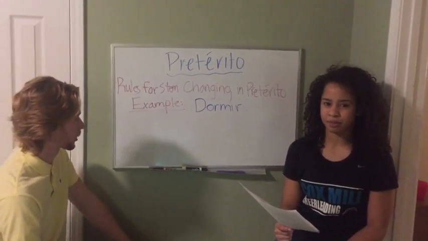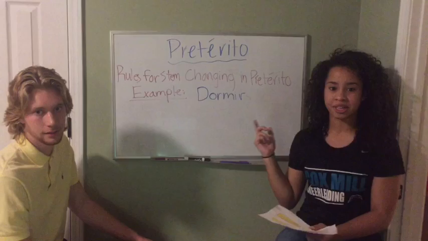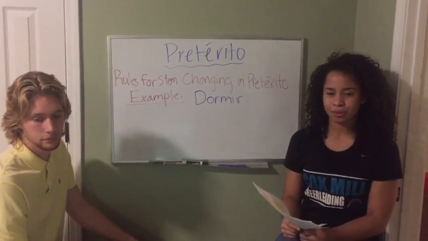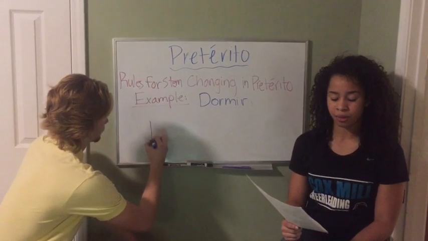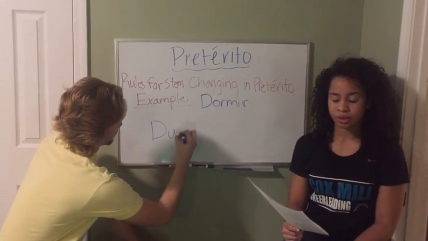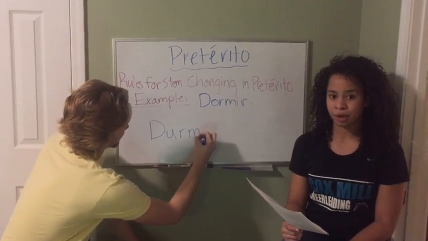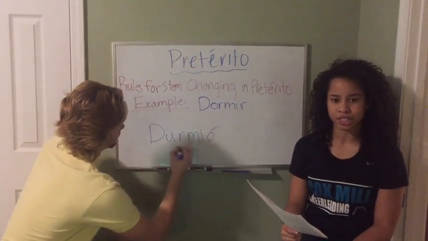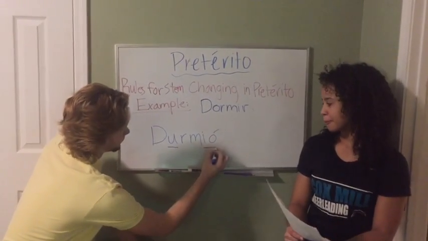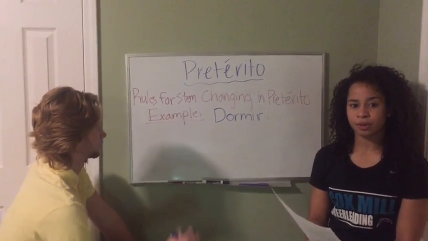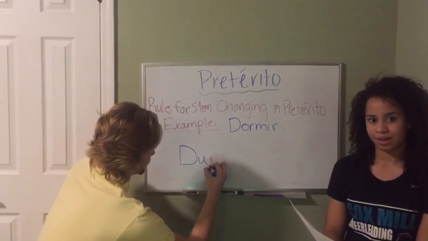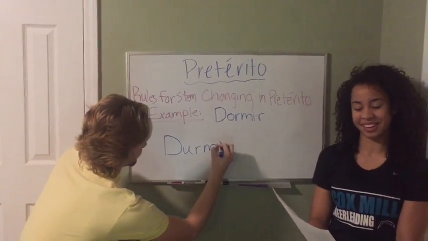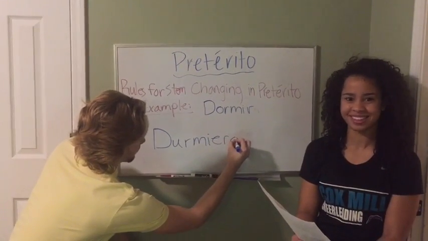An example of a stem changing verb is dormir. When you stem change dormir in the third person to the él or ella, it changes to durmió. Durmió would mean that he or she slept. Another way to change it to the third person plural form is durmieron. Durmieron means they slept.